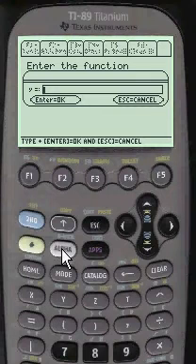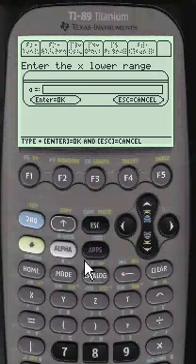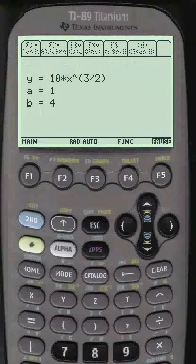We're going to enter the function that's given. You have to press alpha first before you enter anything in these entry lines here, and that's going to be alpha 10 times x times the square root of x. Press enter. We're going to enter the limits that were given, which is 1 and 4, alpha 1 for the lower and alpha 4 for the upper.